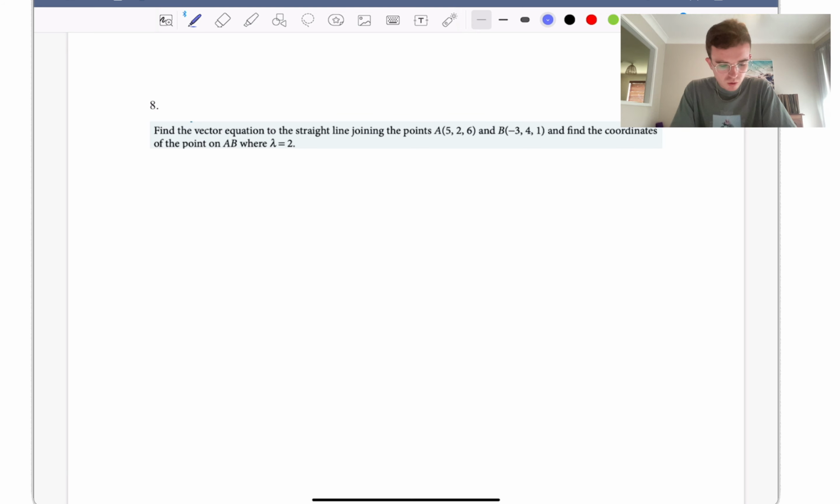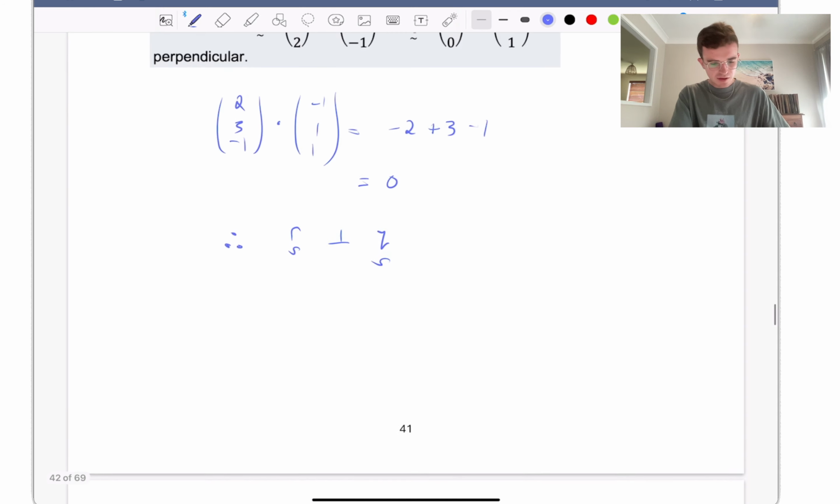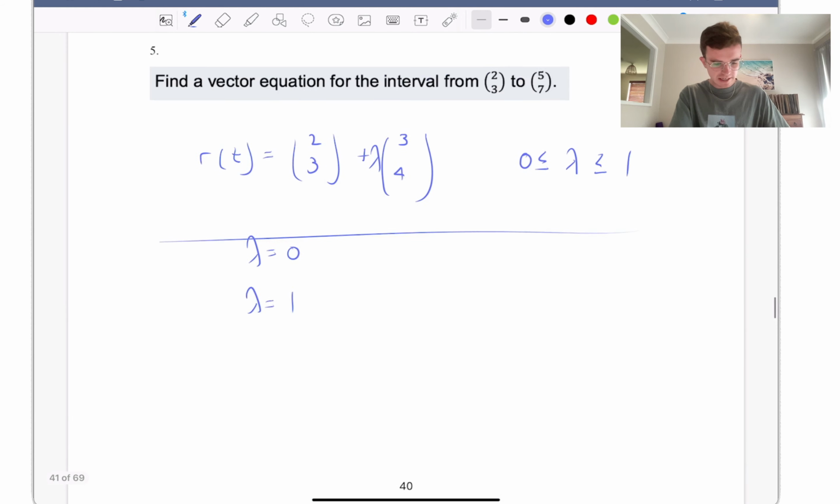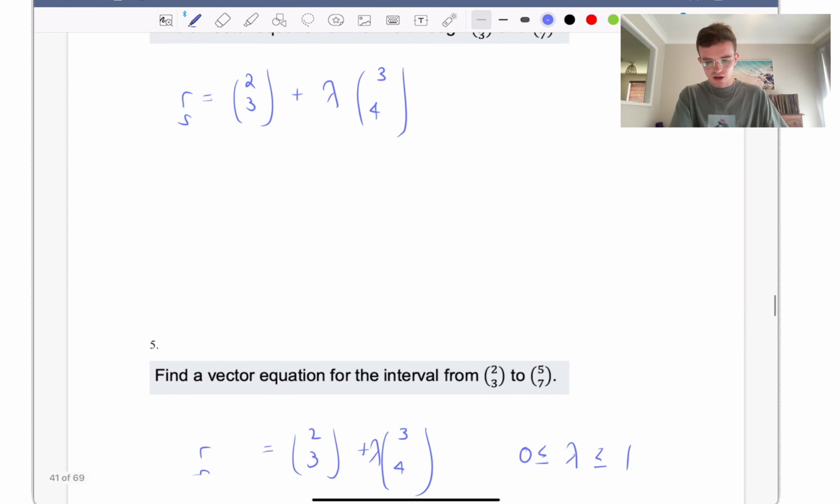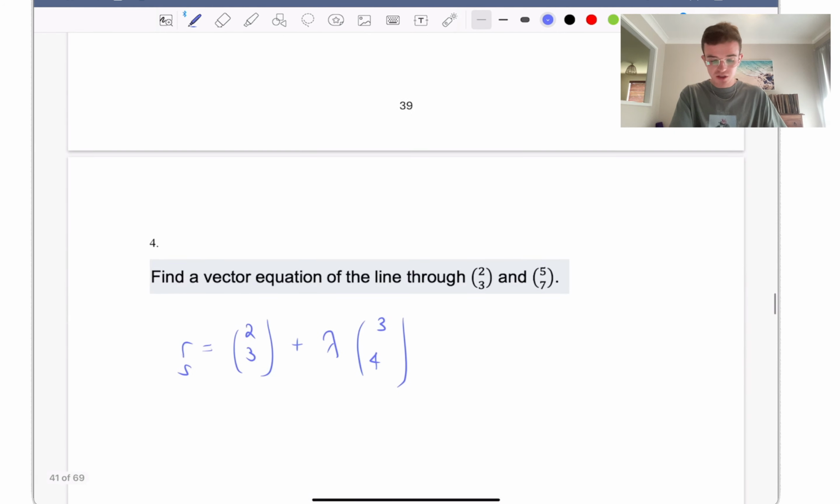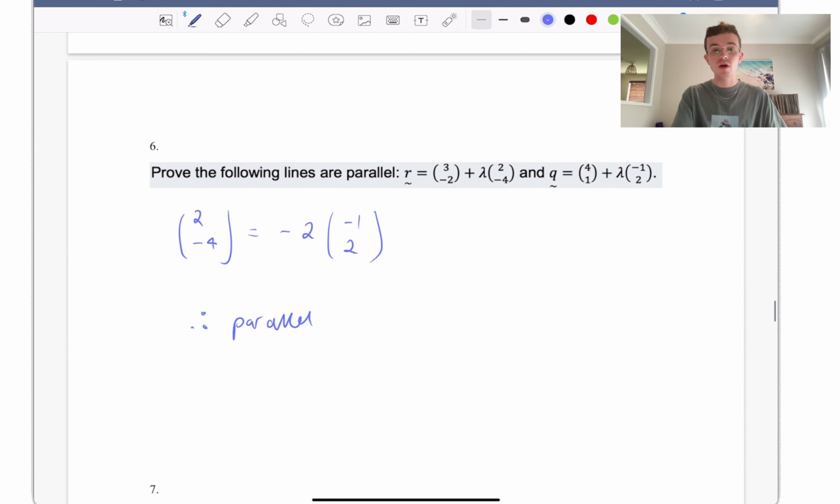Part 8: find the vector equation of the straight line joining the points A (5, -2, 6) and B (-3, 4, 1), and find the coordinates of the point on AB where lambda is 2. So first of all, the equation, let's just call it R. I keep saying R of t, and that's wrong. We're just saying R. For this lesson it's just R, because we're not parameterizing anything.